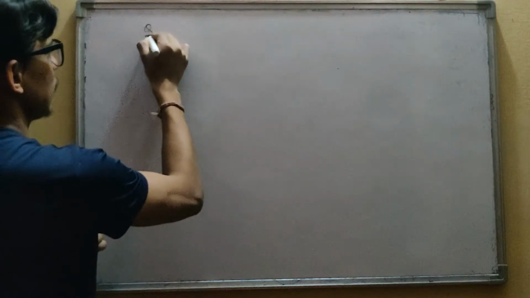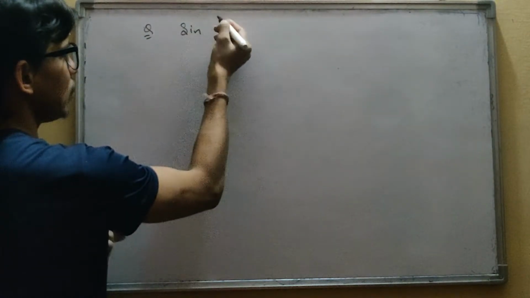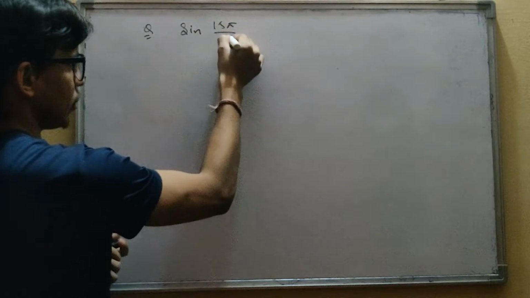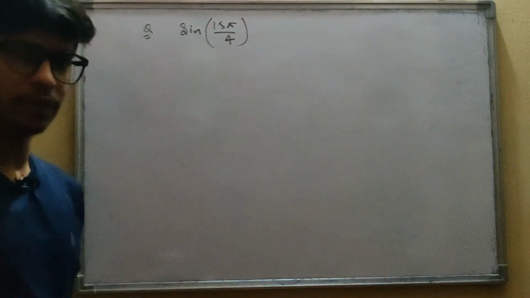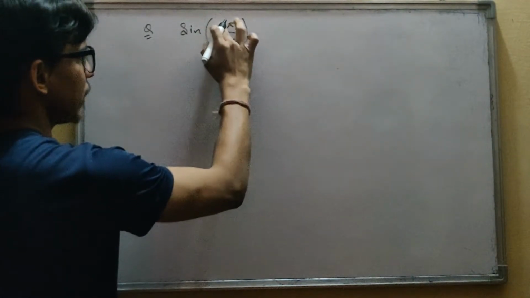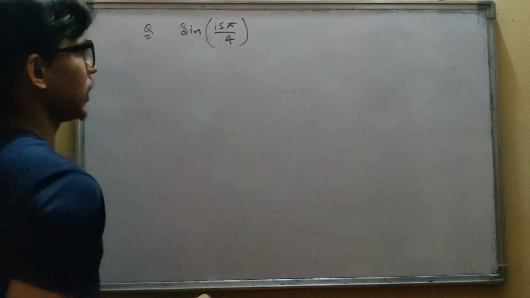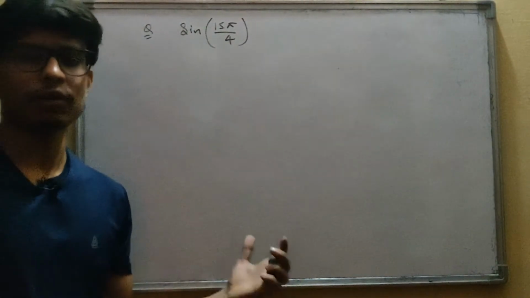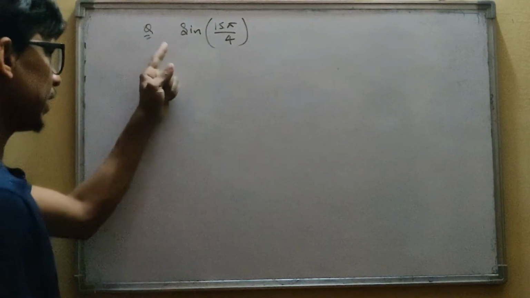Next thing is how to find the angles, right? So the concept is basically well understood when you've done some questions, right? So let's say I am interested to find the value of sine 15 pi by 4. I want this, right? Sine 15 pi by 4. So by practice you will understand what it is. Directly giving some kind of formula is not going to help you. So sine 15 pi by 4.